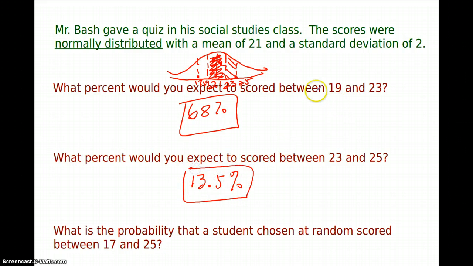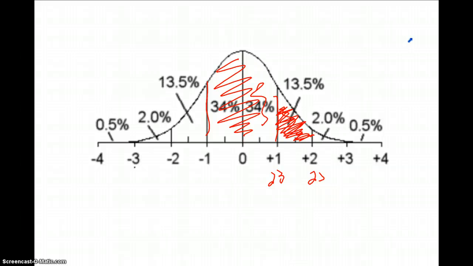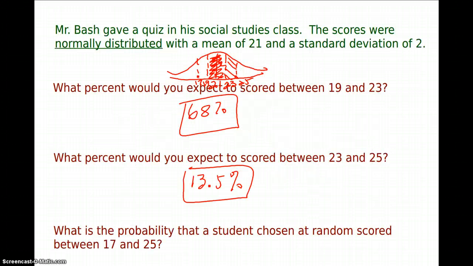One of the biggest things I cannot emphasize enough is the drawing of this graph. As long as you draw this normal graph correctly, and you put the values correctly in it, so you put your mean here, and then you put your values that are 1 standard deviation, 2 standard deviations away, then these problems are not difficult at all.